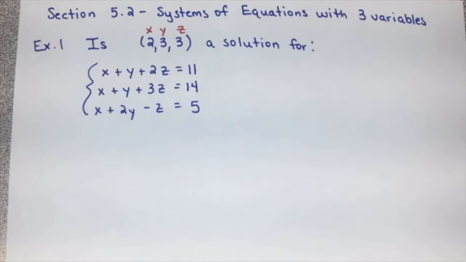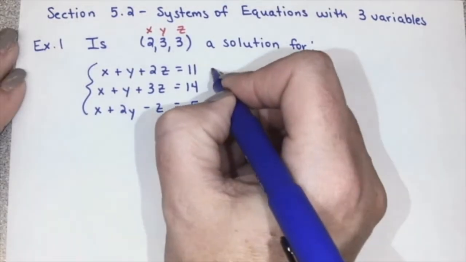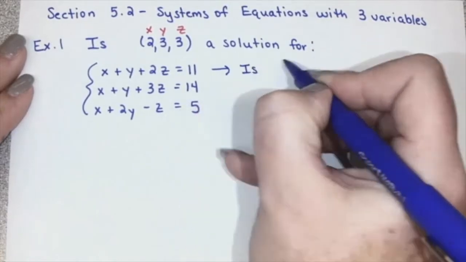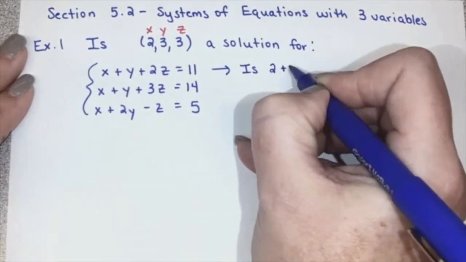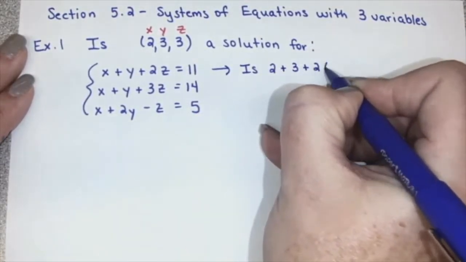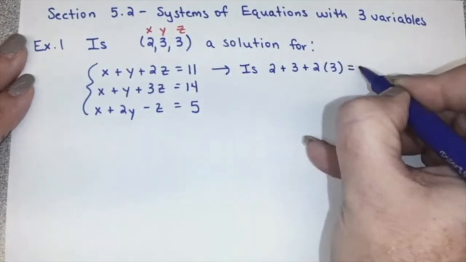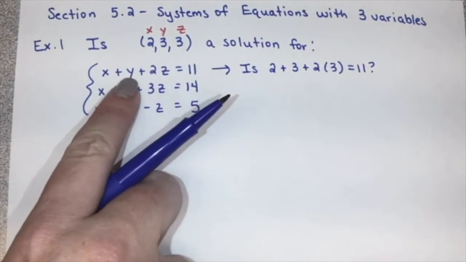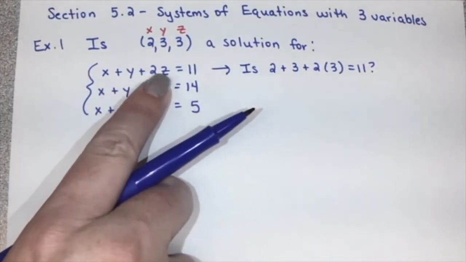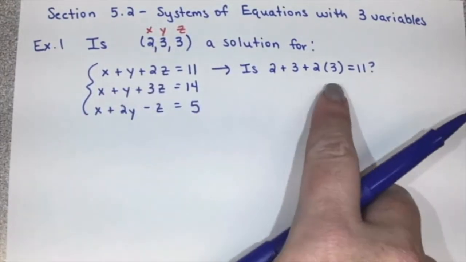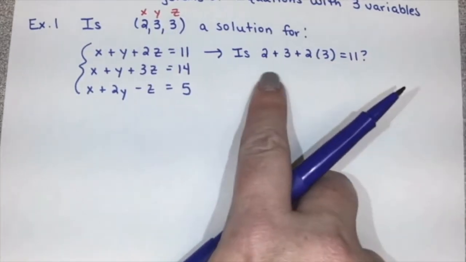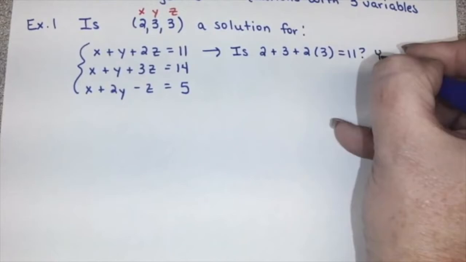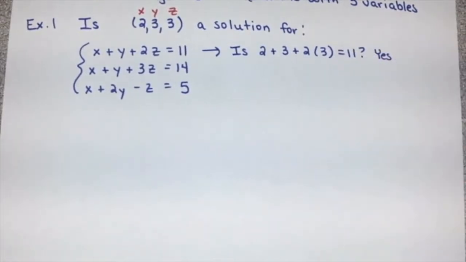Okay, so I'm going to try to do this a little briefer than I did before. So the question here is, is 2 plus 3 plus 2 times 3 equal to 11? Okay, so notice what I did. I plugged in 2 here, 3 here, 3 here. So let's just briefly do that. 2 times 3 is 6. So 2 plus 3 plus 6 equals 11. That's a yes. Okay, that works.